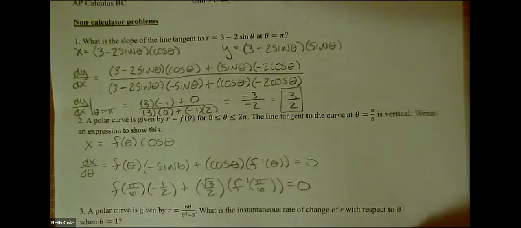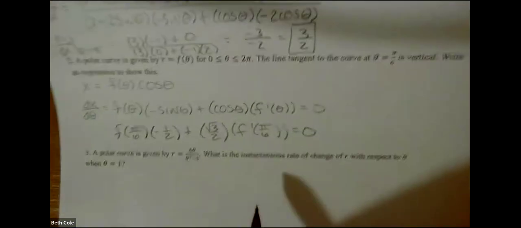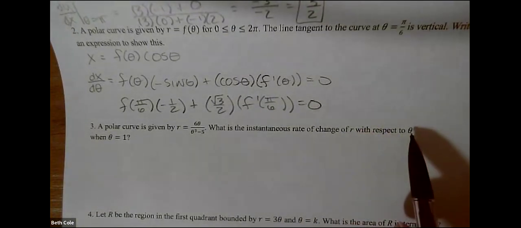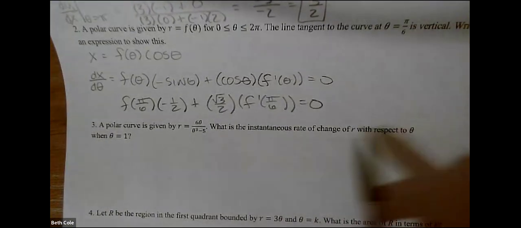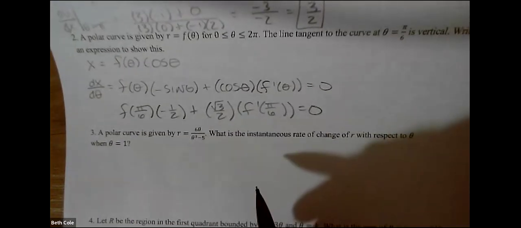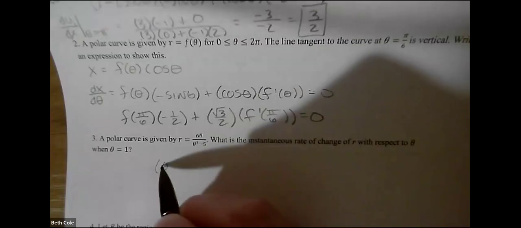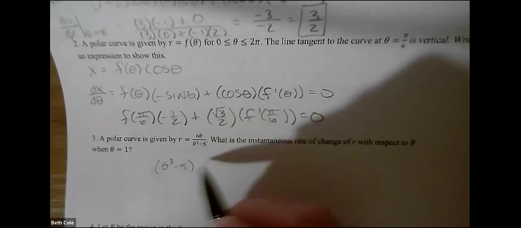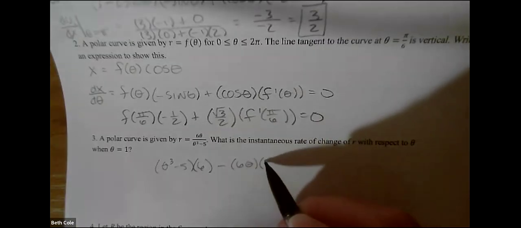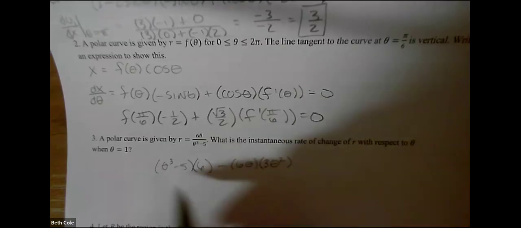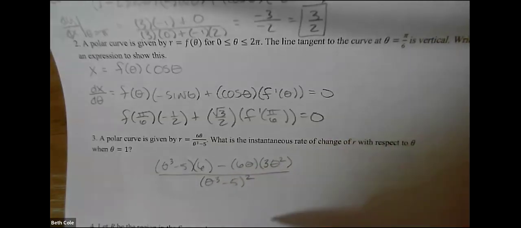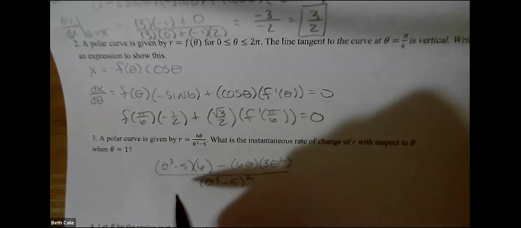All right, number 3, polar curve is given by r equals all of that. We want instantaneous rate of change. That means derivative. Now, what's nice about this one is it's r with respect to theta. So we don't need to find x and y. We can just do the derivative of this and then plug in 1 for theta. So it is going to be a quotient rule. So it's going to be the denominator times derivative of the numerator minus numerator times derivative of the denominator over denominator squared. And we're just going to plug in 1 for theta.